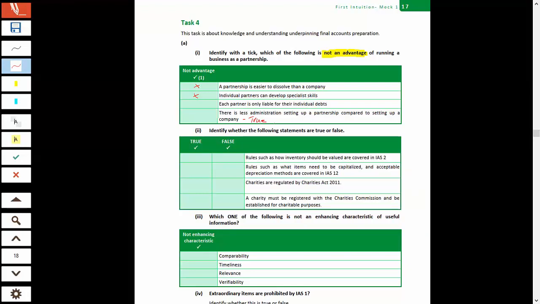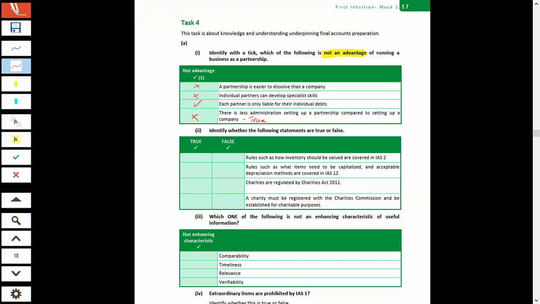There is less work for us to do. That isn't a disadvantage, is it? The statement's correct, but it's not a disadvantage. So it can't be that answer. Of course it isn't. So the only thing we're left with is each partner is only liable for their individual debts. By the process of elimination, we found 3 wrong answers. It can't be anything else.